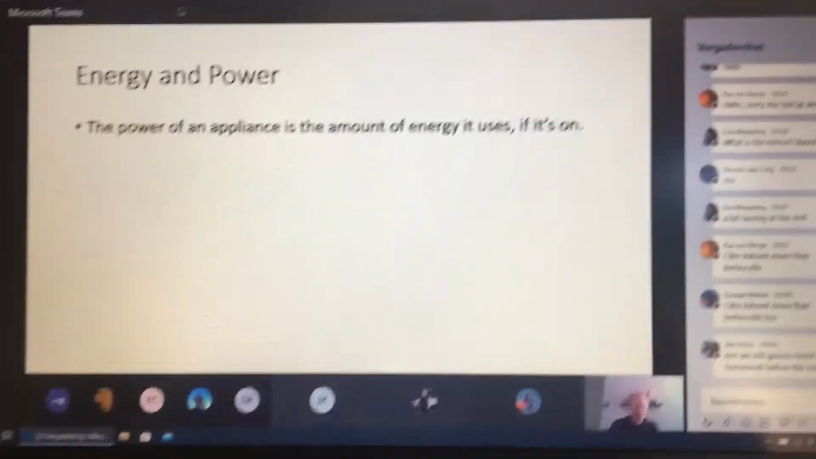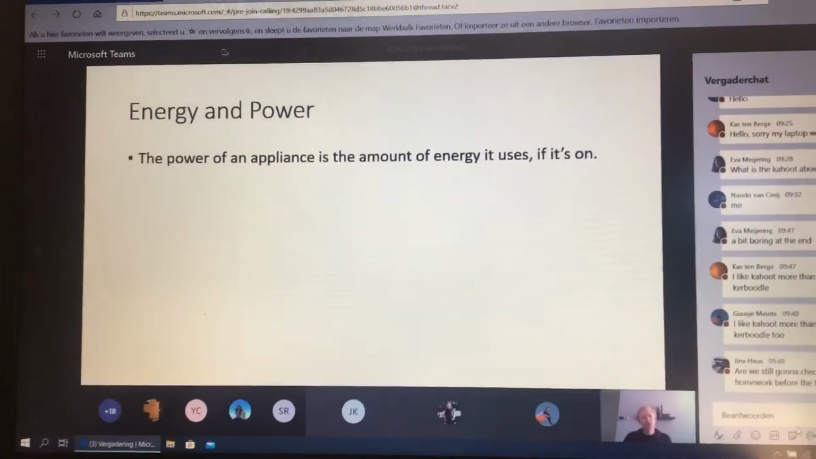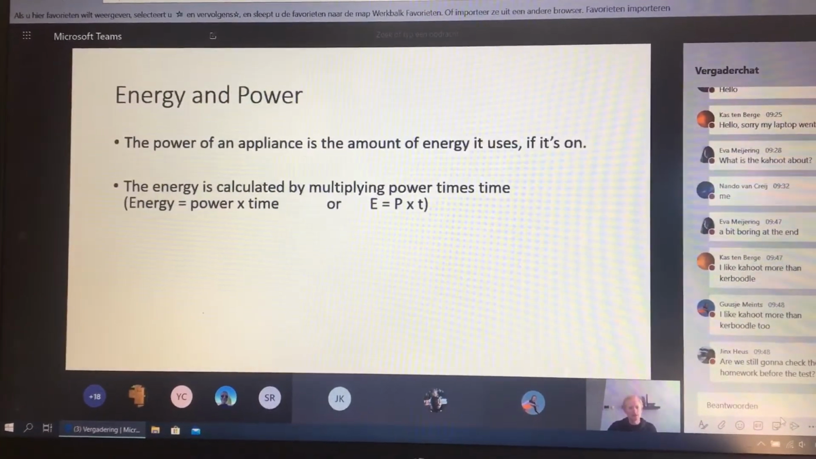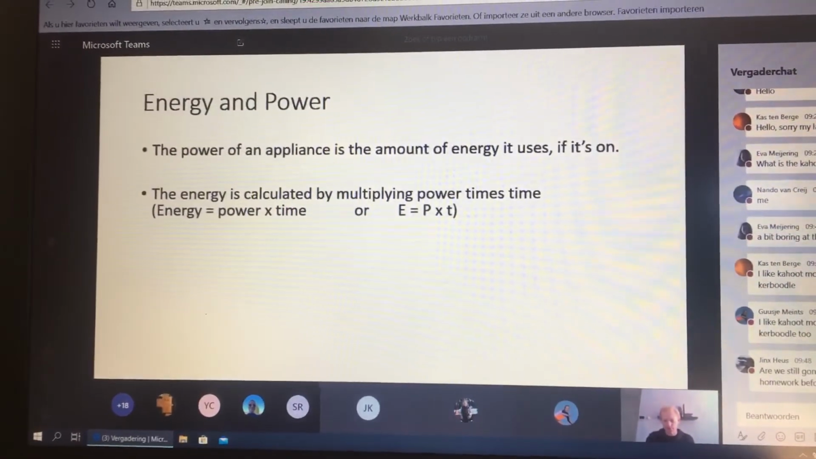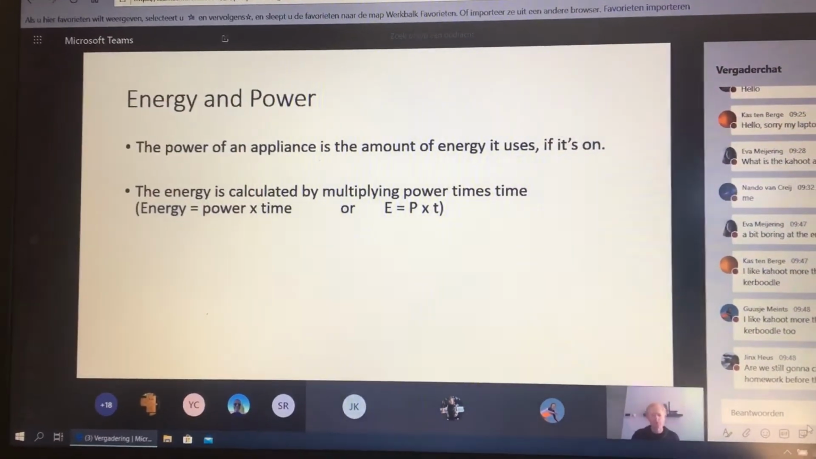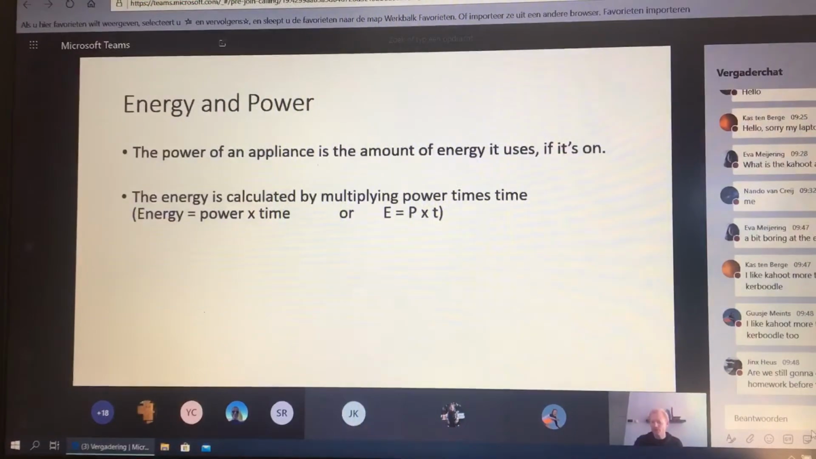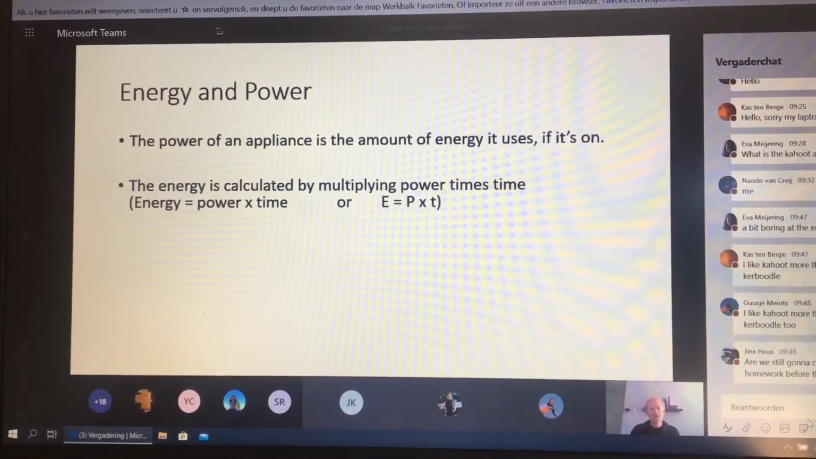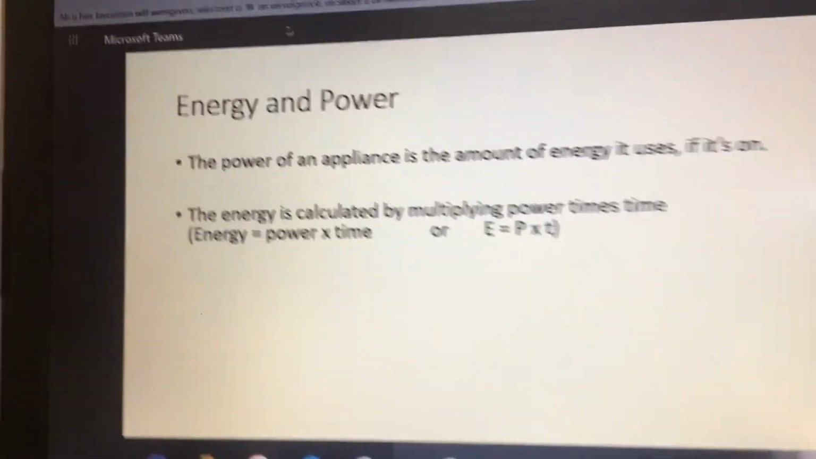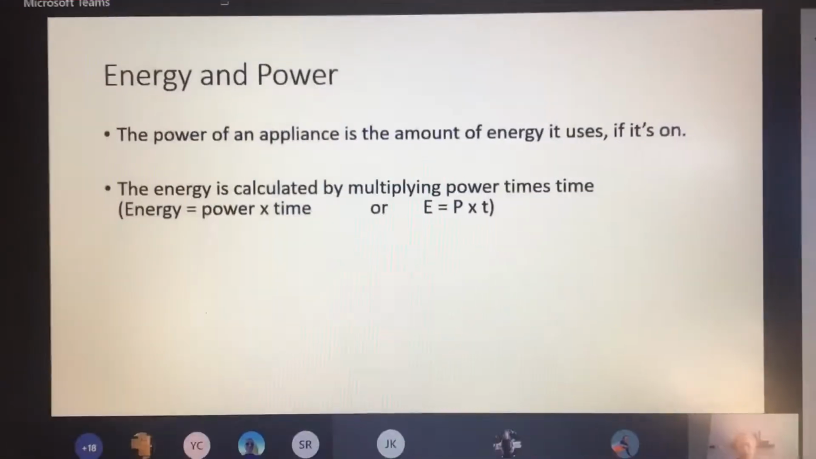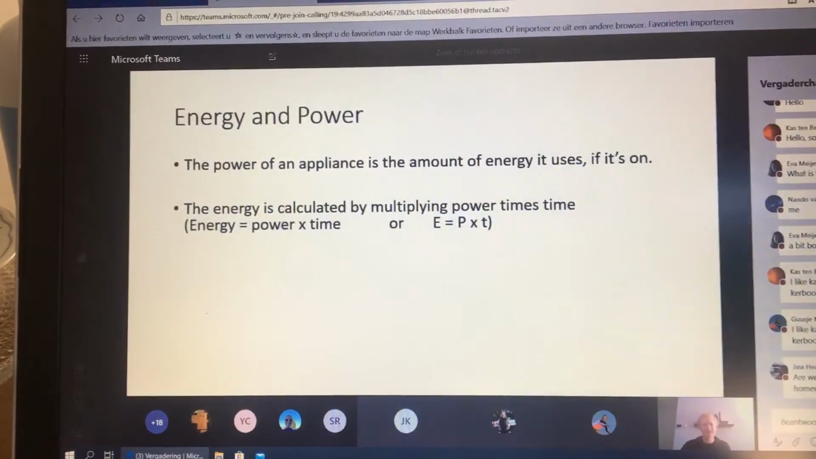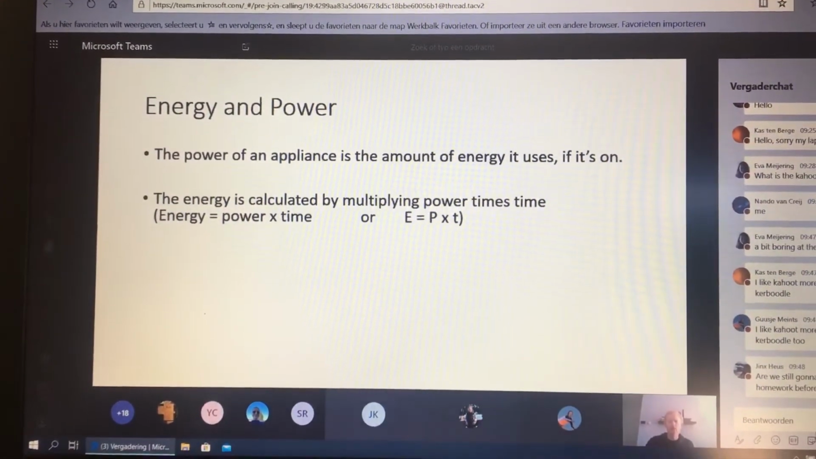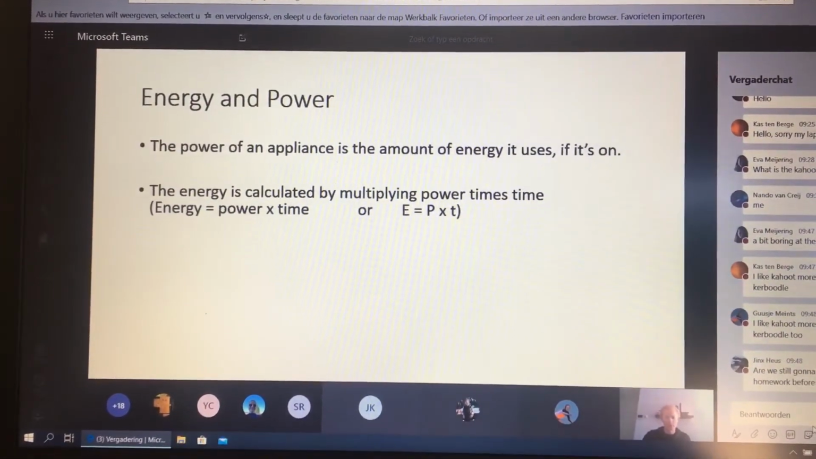And there's also a way, if you know the power and you know the time it's been on, you can calculate the energy. Energy is calculated by multiplying power times time. So in formula form, that is energy equals power times time, or E equals P times t. And note that's capital E, capital P, and a small t. If you put in a capital T there, that would be temperature, and that would make no sense.